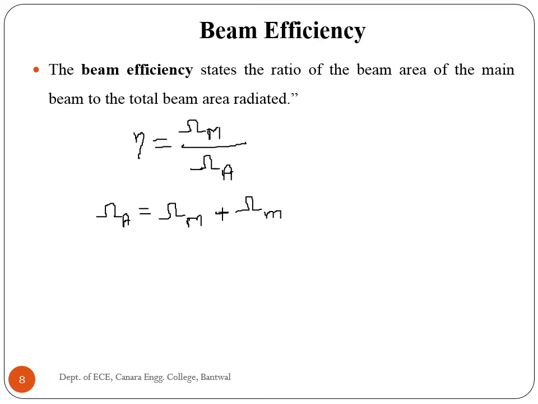Stray factor is given by the equation: minor beam area of the minor beam to the beam area, total solid beam angle. Therefore, the sum of the beam efficiency and stray factor is equal to 1.